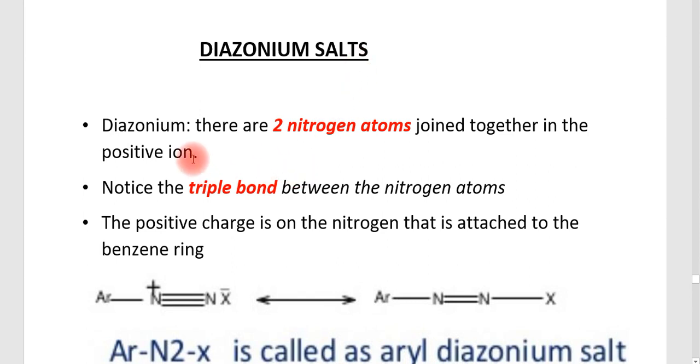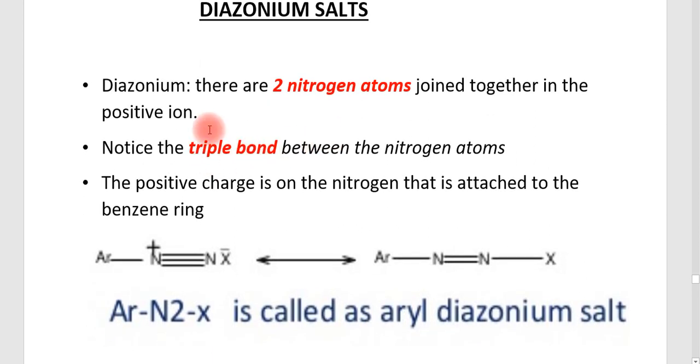എന്താണ് diazonium എന്ന് വെച്ചിട്ടുണ്ടെങ്കിൽ normally the two nitrogen atoms contained or joined together with a positive ion. രണ്ട് nitrogen atoms തമ്മിൽ എന്താണ് കാണുന്നത്? A triple bond is seen between the nitrogen atoms. You can see here the triple bond.